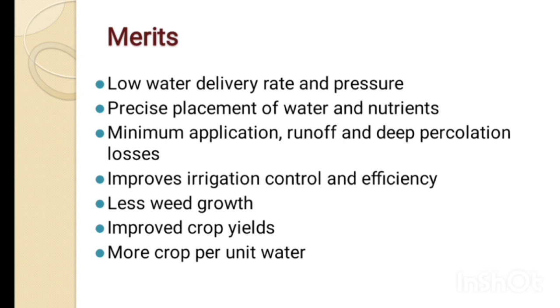Then, merits of micro irrigation systems. First one is low water delivery rate and pressure, precise placement of water and nutrients, and minimum application, runoff, and deep percolation losses. It improves irrigation control and efficiency, less weed growth, and it improves crop yields and also more crop per unit area.